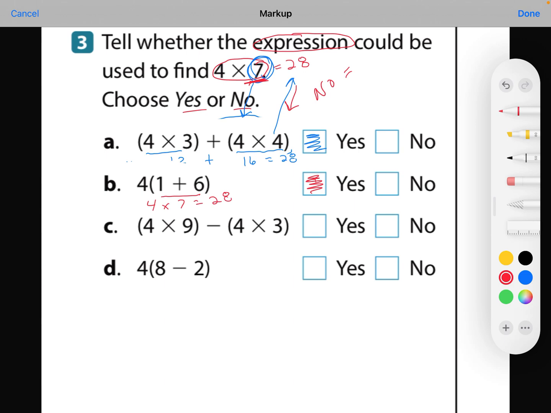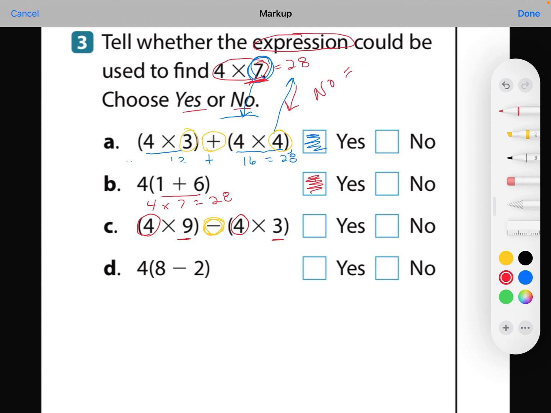Okay, this one is a little different because they threw a subtraction at you. So instead of adding the 2 parts together like we did in A, now we're going to subtract the 2 parts. You'll notice they distributed the 4, so that's a good move. That is correct. So now I'm looking at 9 minus 3. Does 9 minus 3 equal 7? The answer to that is no.